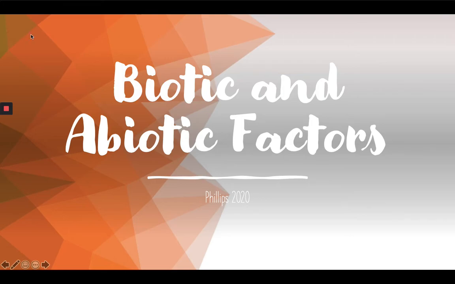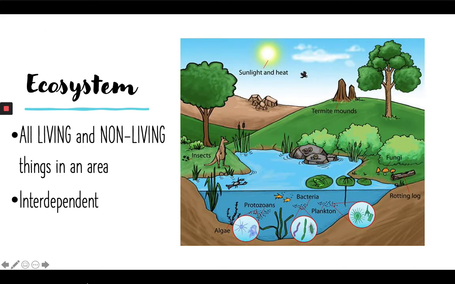Today I want to talk to you about biotic and abiotic factors in ecosystems. So an ecosystem is made up of all of the living and non-living things in an area, and all of the factors within an ecosystem are interdependent, meaning they depend upon and also impact one another at all times.